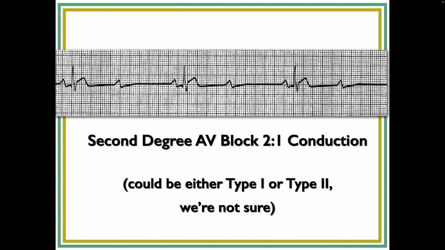So this is how, if you look here, we have our 2-to-1 conduction. Here's our group, 2 P's for every single QRS. That's 2-to-1 conduction. There's no way from this ECG, or at least none that we're going to learn, that we can tell second degree type 1 from second degree type 2. So in this case, I don't want you to call it second degree type 1. I don't want you to call it second degree type 2. I want you to call it second degree AV block 2-to-1 conduction, understanding it's an umbrella term. Can be either type 1 or type 2, we just can't tell.